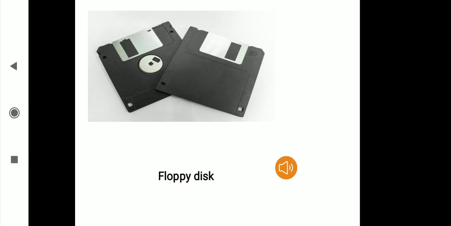Just look at the diagram in this slide. This is the diagram of a floppy disk.